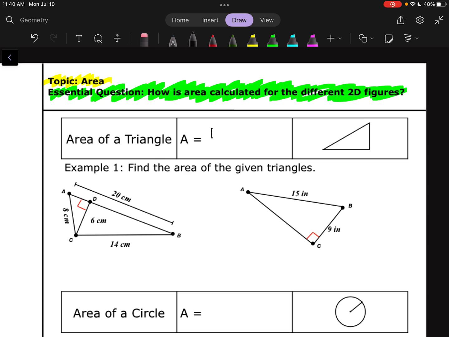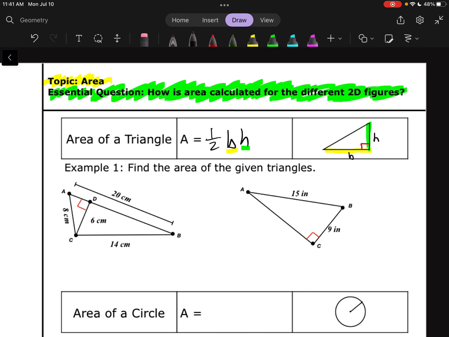If you don't remember that formula, it is 1/2 BH, 1/2 base times height. The base and the height of your triangle should always form a right angle, right? It might not always be a right triangle like our little picture is right here, but your base and your height should always form a right angle. Remember, your height you could also think of as the altitude of the triangle.